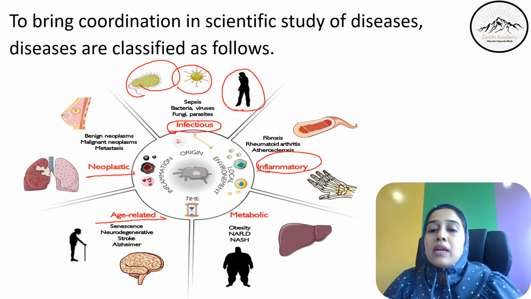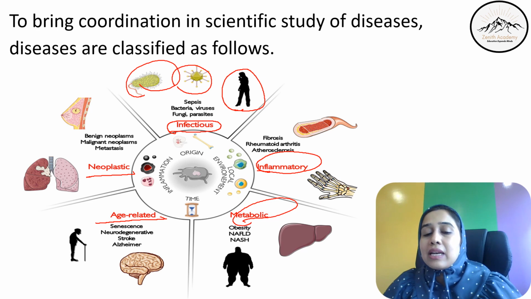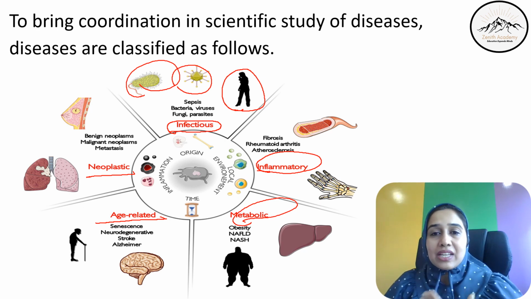Next is inflammatory. Now inflammatory is related to the muscles and bones, like fibrosis, rheumatoid arthritis, and such kind of diseases. Then next is metabolic. Metabolic is related to the functions of our body. Liver functions, intestine function, the gastric glands, such kind of diseases are metabolic, where the effects of these diseases are obesity, high fat level, cholesterol level increases, etc.